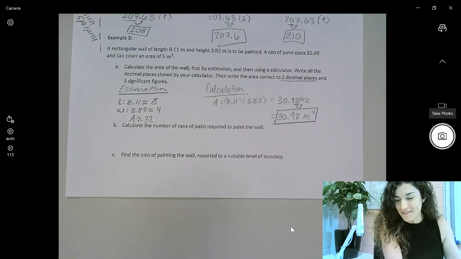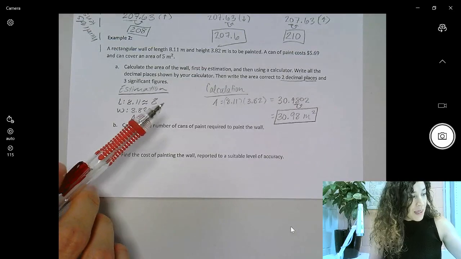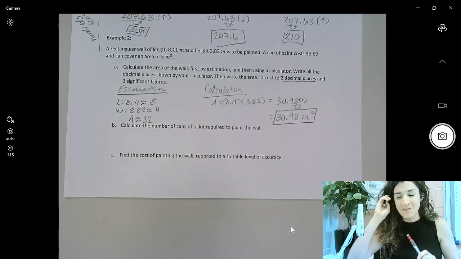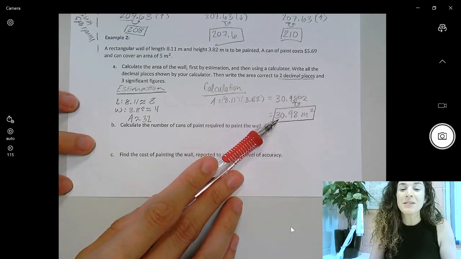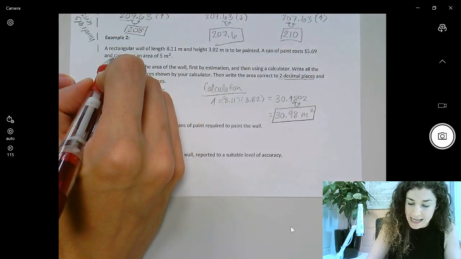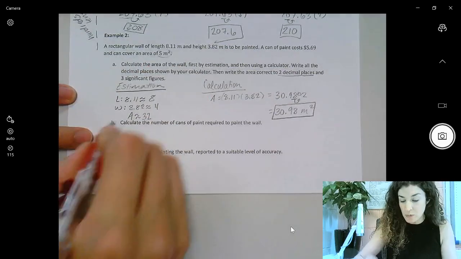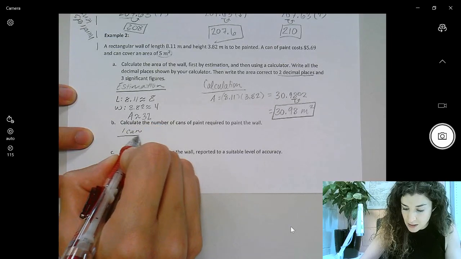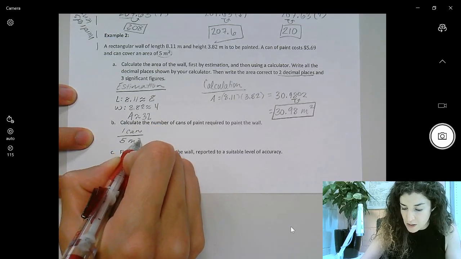So once we have found the area of the wall, we then need to calculate the number of paint cans used to paint the wall. So what we do is we take this number and we say that up here it told us that one paint can cover an area of 5 meters squared, which means that one can covers 5 meters squared.